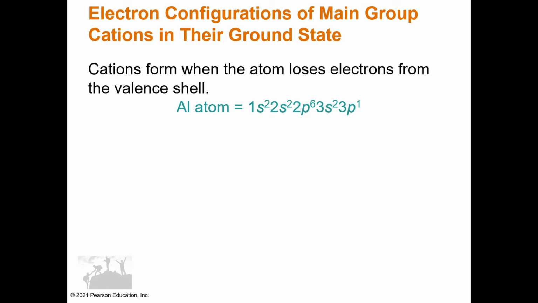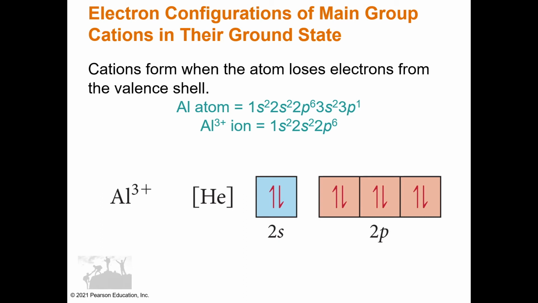By now, we should be comfortable writing out electron configurations for cations in the main group. Here we have aluminum. We know that it forms a +3 cation, so we need to remove 3 electrons from the 3s and 3p. So we end up with this configuration and this orbital diagram.